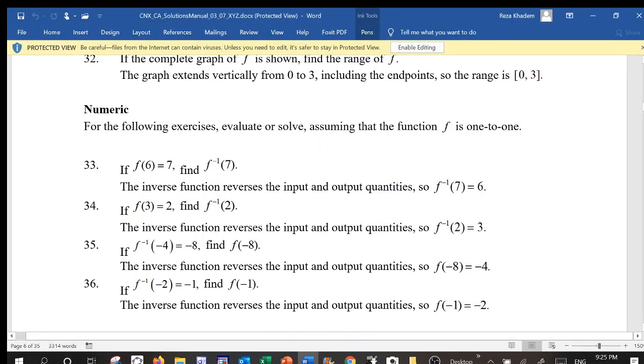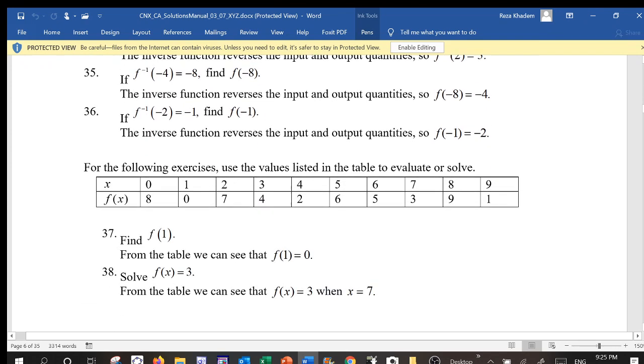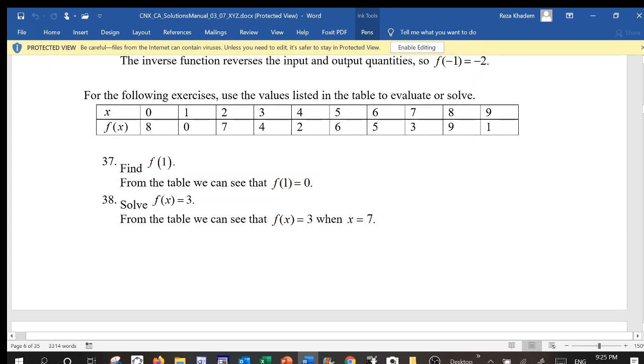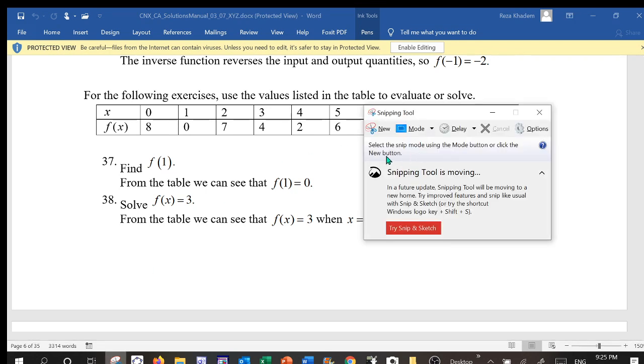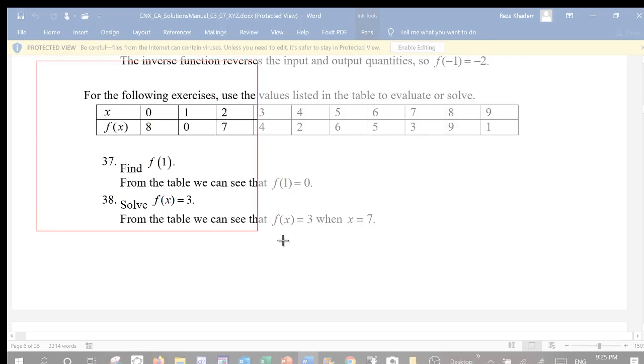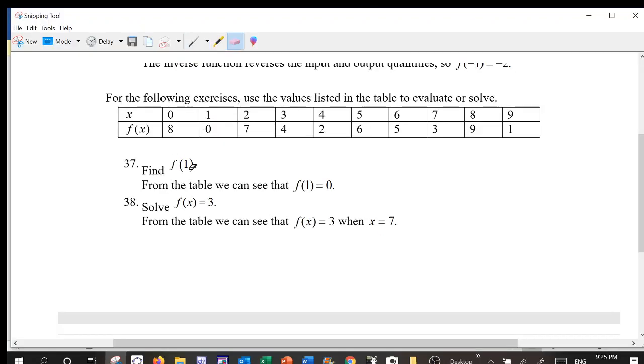Let's do 37, 38, and 39. These are numerical, so it says use the values listed in the table to evaluate or solve. So what is f of 1? This is f of x, so these are the inputs, these are the outputs. So f of 1 is 0, right here.